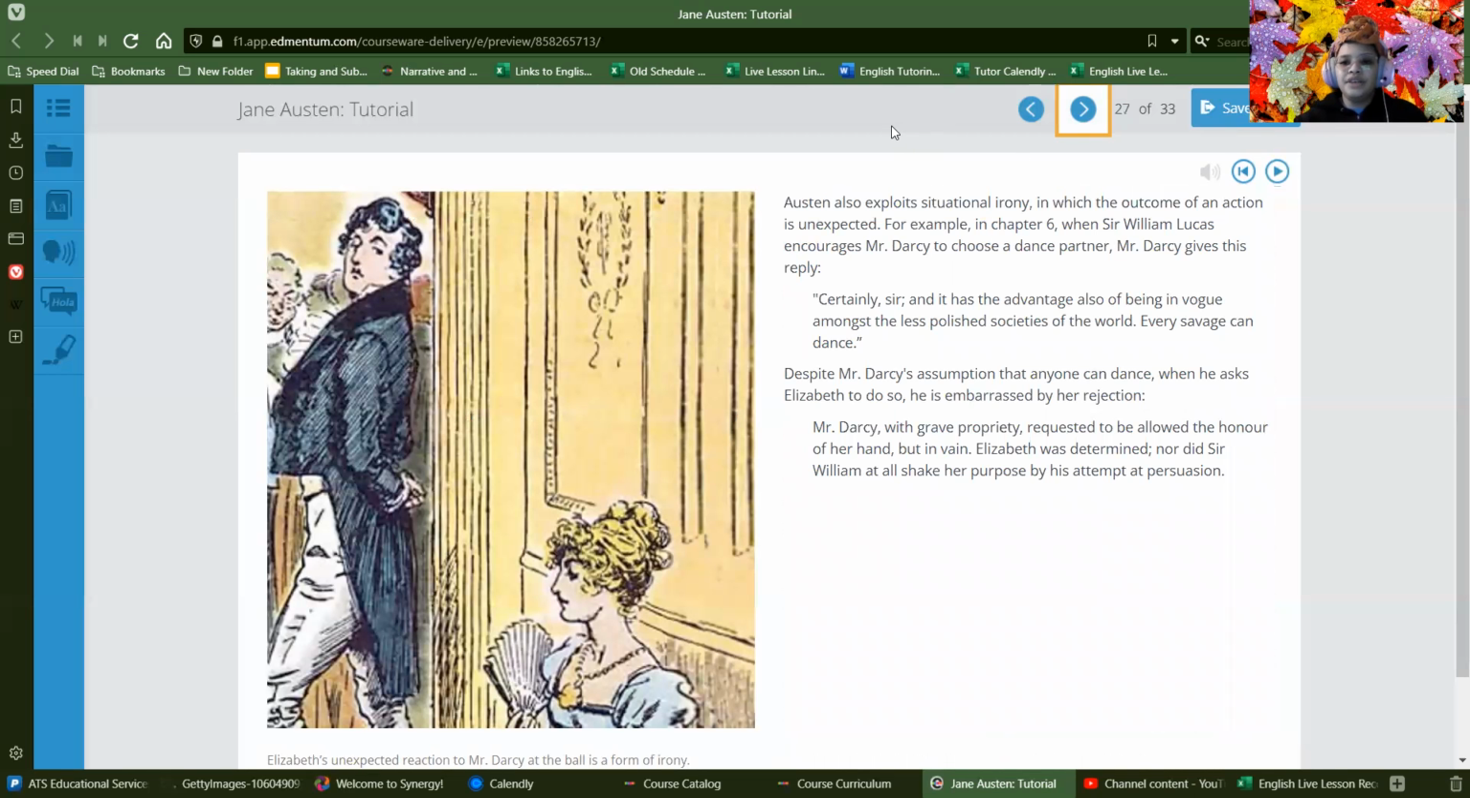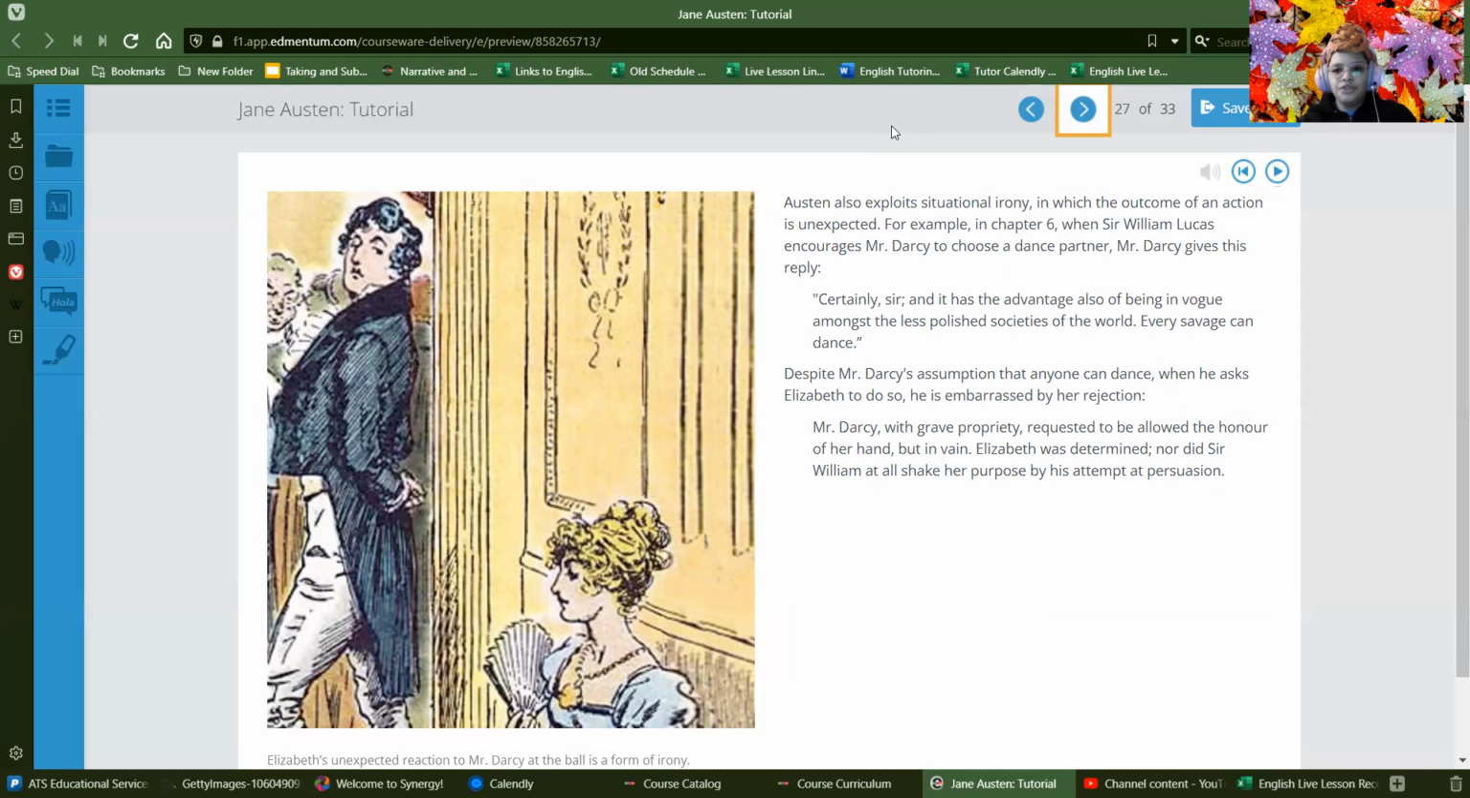Now here on this slide 27, they talk about situational irony, which is just when the outcome of an action is the opposite of what you would expect. That's it. It's the same definition as irony when you say something or write something. It just has to do with what happens. A situation is something that has to physically happen, right? So irony is when that situation ends up in a way that's different than what you would expect. That's it. So they give you an example of this. It's an example from chapter 6, but really quickly.